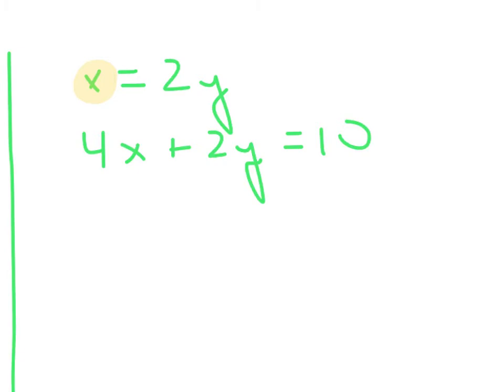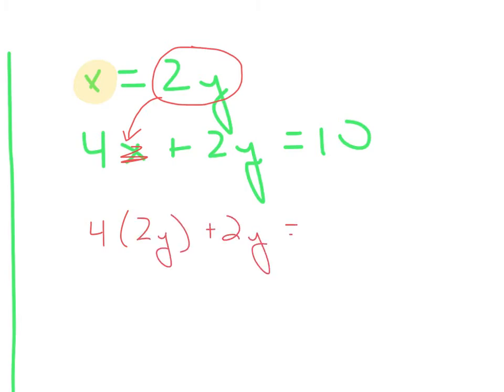Since x equals 2y, I'm going to replace my x in this other equation with the 2y. It's substitution. I am going to replace this guy with this guy right here, just like in any basketball game. I'm taking player x out and putting player 2y in. So now I have 4, x is out, and I'm going to put 2y in its place, plus 2y equals 10.